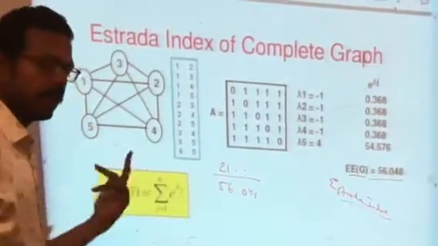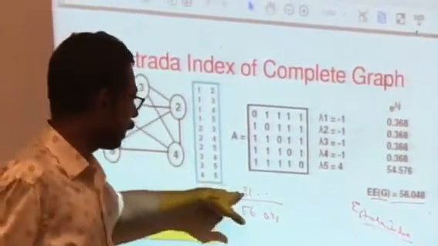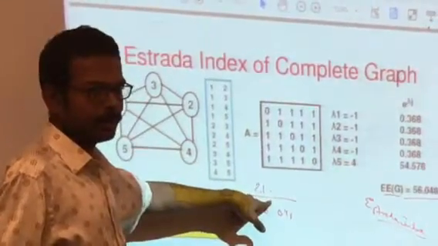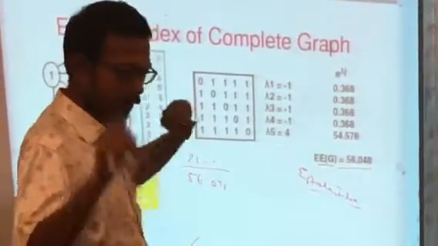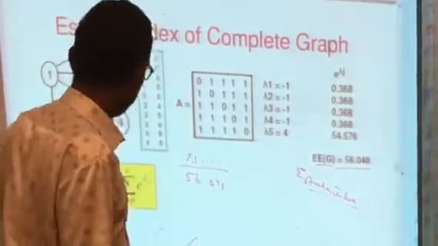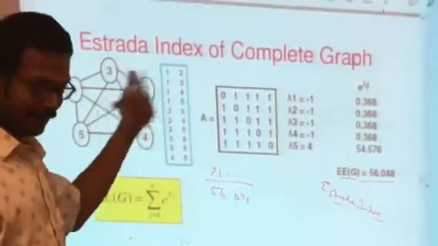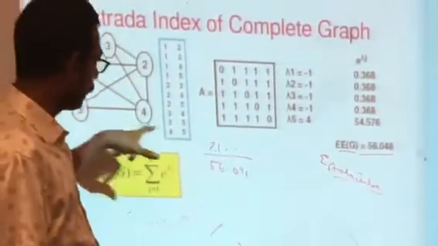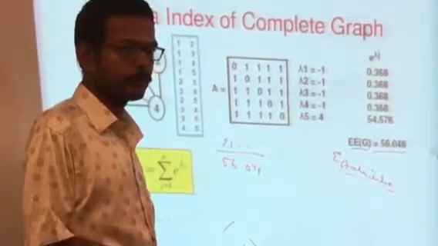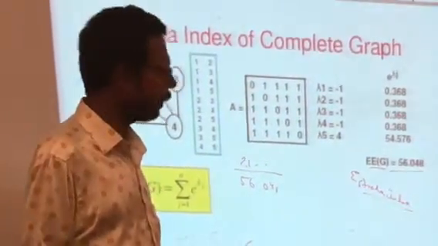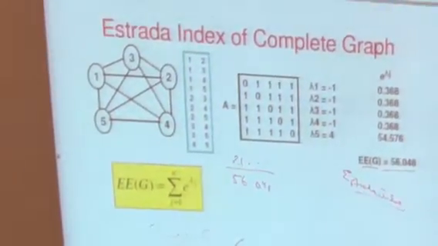So for the original given graph, you got say 21 point something as the sum. That's called the Estrada index. The sum of all the e to the power of eigenvalues is called the Estrada index. So the Estrada index for the given graph was 21 point something, and for a complete graph with the same number of vertices, you got 56. The Estrada index for the given graph will not be given; you have to find it out. What will be given is just the graph.